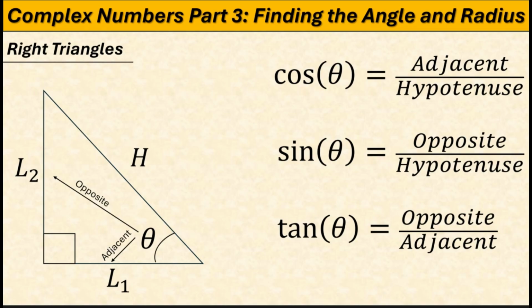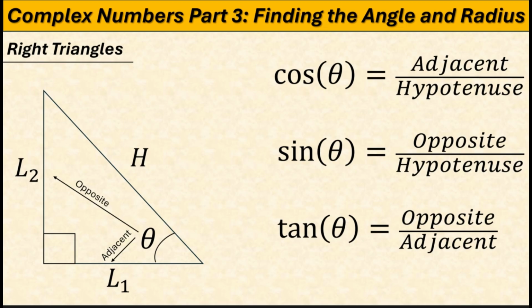To find the angle of a complex number, we're going to need the help of right triangles again. If you've studied geometry and/or trigonometry, you should be familiar with how to find and represent the angles in a right triangle, and you should be familiar with the functions cosine, sine, and tangent, tangent being defined as the sine of the angle divided by the cosine.